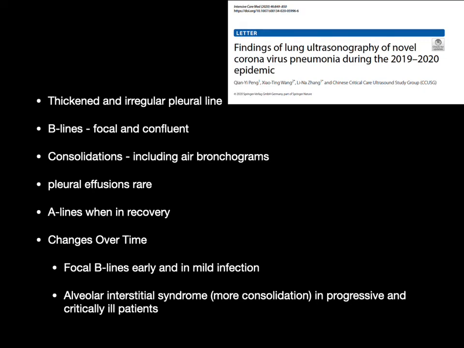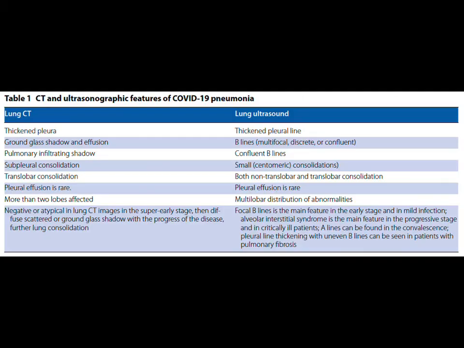And if there is a pleural effusion, then you should start looking for other causes for that, like a heart failure component or a bacterial pneumonia with it. A lines will come back when they start to recover from the disease. And then as you see, they describe that initially they have B lines, and then they get more coalescent, more confluent, and then later on you're going to get consolidation in the sicker ICU patients.